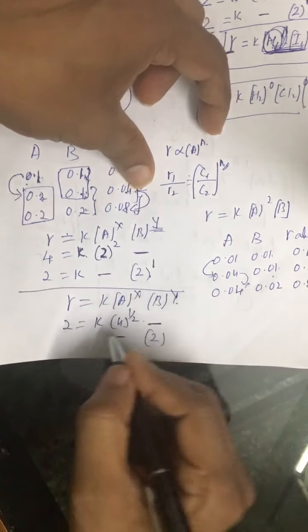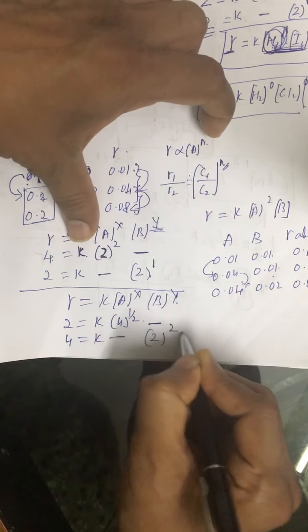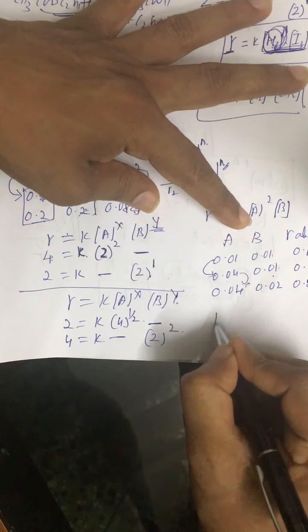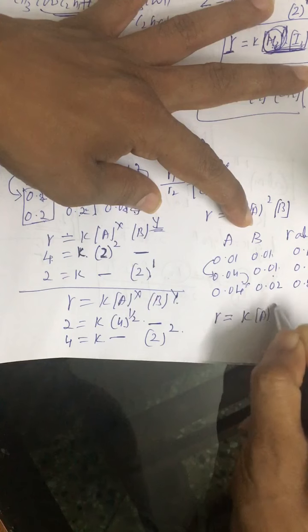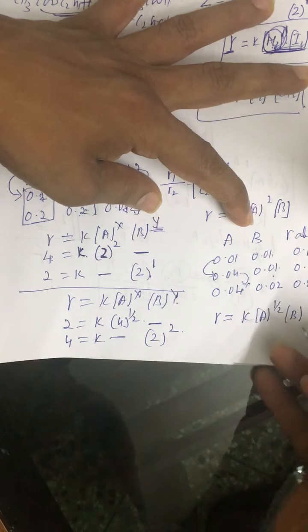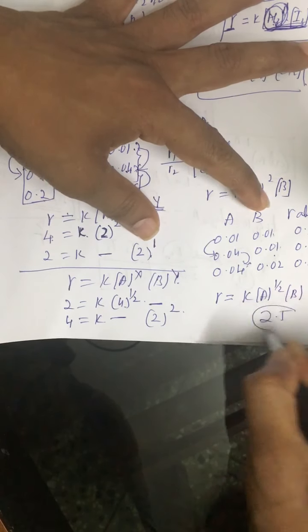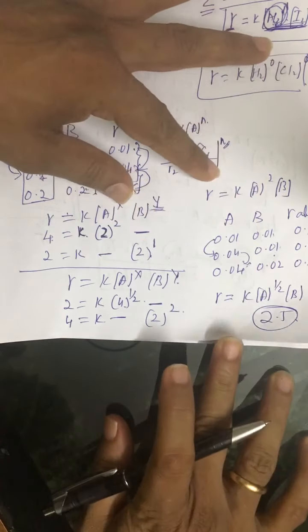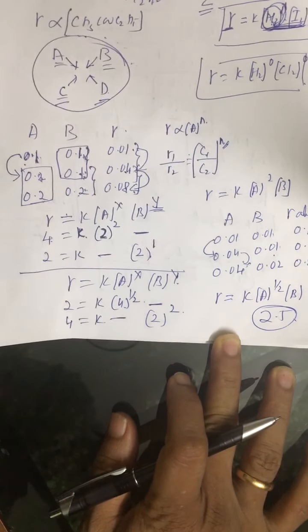Similarly, concentration of A is kept constant now, concentration of B is doubled. What is happening to rate of reaction? It is increased 4 times. What should be the value of Y? It is 2. So what is the final rate law? R is equal to K A to the power half B to the power 2. So overall order of reaction is 2.5. Alright, so this is one method how to find out order of a reaction.